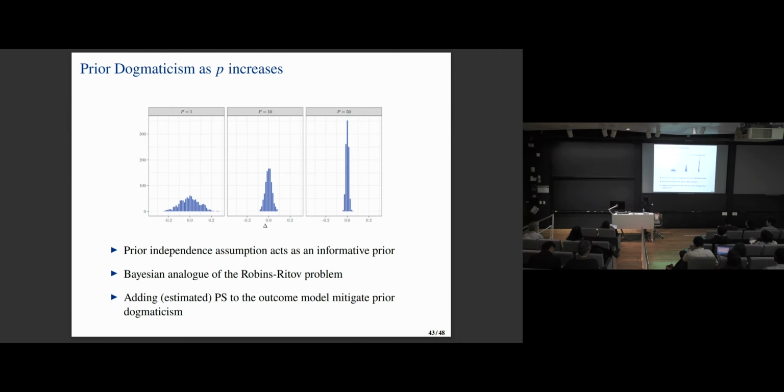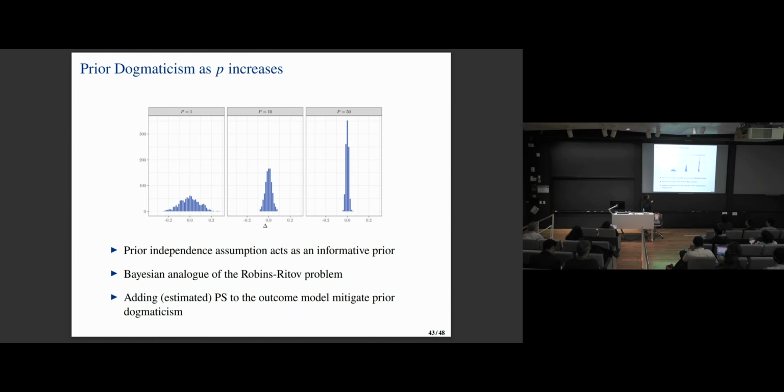So this says that the prior independence assumption, which looks almost like a standard, innocuous assumption, actually acts as an informative prior, so strong that when the dimension is getting higher and higher, it will distort the analysis so much that there is no hope to recover the underlying truth, even with more and more data. This later turned out to be just a Bayesian analog of the Robbins-Ritov problem, the curse of dimensionality.